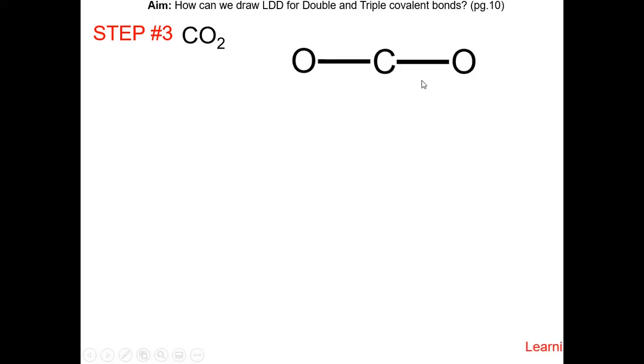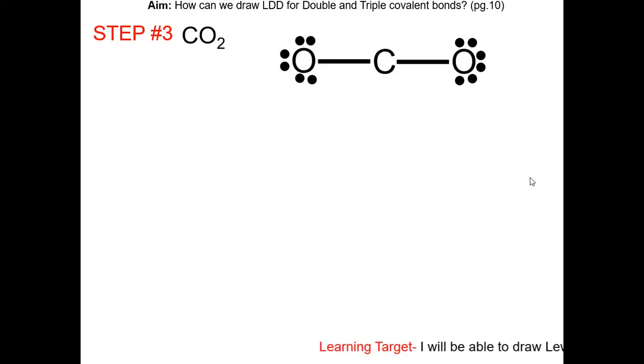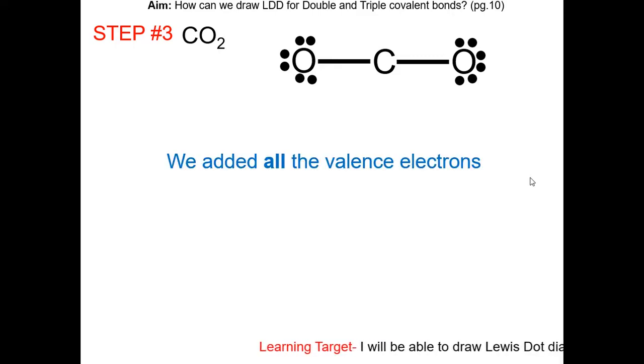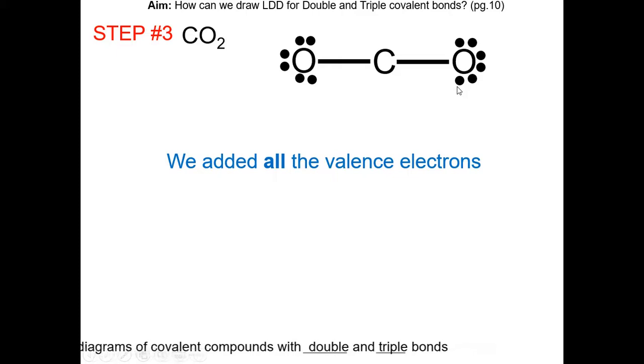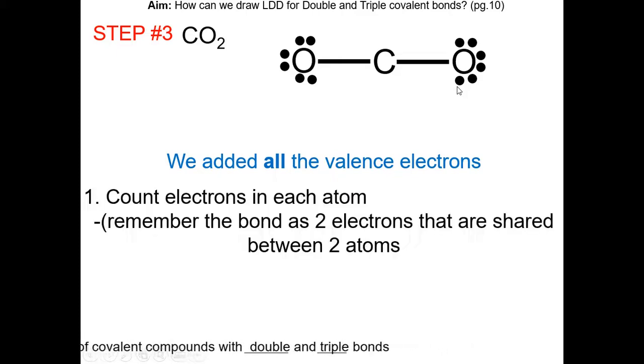In step 3, we're going to place 6 electrons on every non-central atom. So I am going to add 6 electrons to each oxygen atom. By adding these 12, I added all the valence electrons. In the beginning, we started with 16 valence electrons, so this molecule should have 16. Let me double check by counting. 1, 2, 3, 4, 5, 6, 7, 8, 9, 10, 11, 12, 13, 14, 15, 16. So we cannot add any more valence electrons.